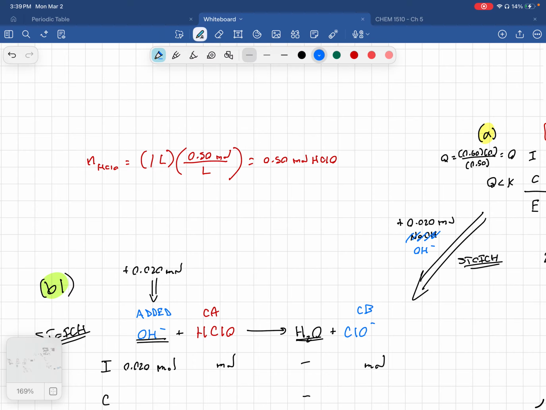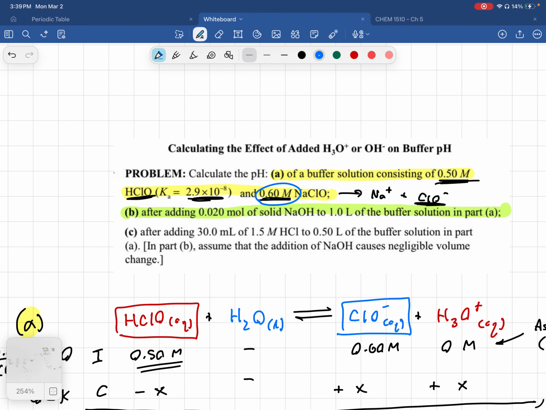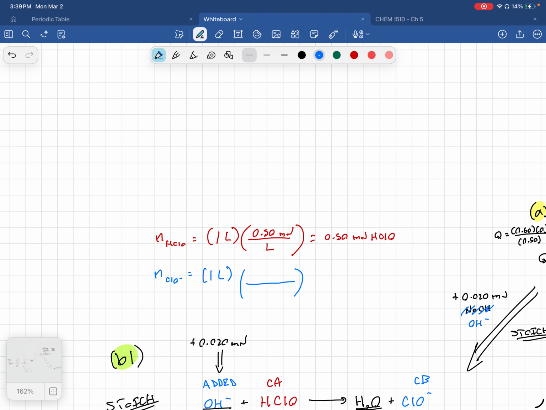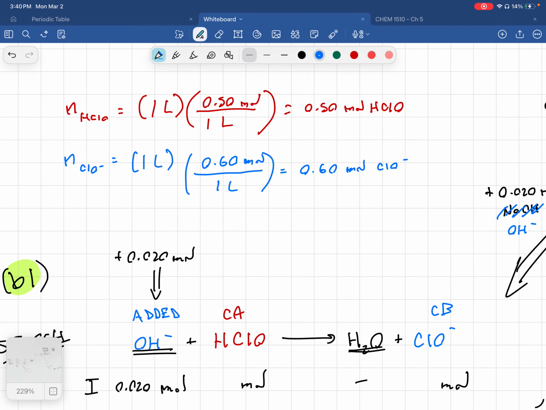Okay. And then for our ClO minus, same math. We have a 1 liter solution. However, the concentration of this, if you'll remember, is right here, right? So there's the initial acid concentration, and here we have the initial base concentration. So there should have been 1 there, okay? So 0.60 moles per 1 liter, and so that leaves us with 0.60 moles of ClO minus, okay?